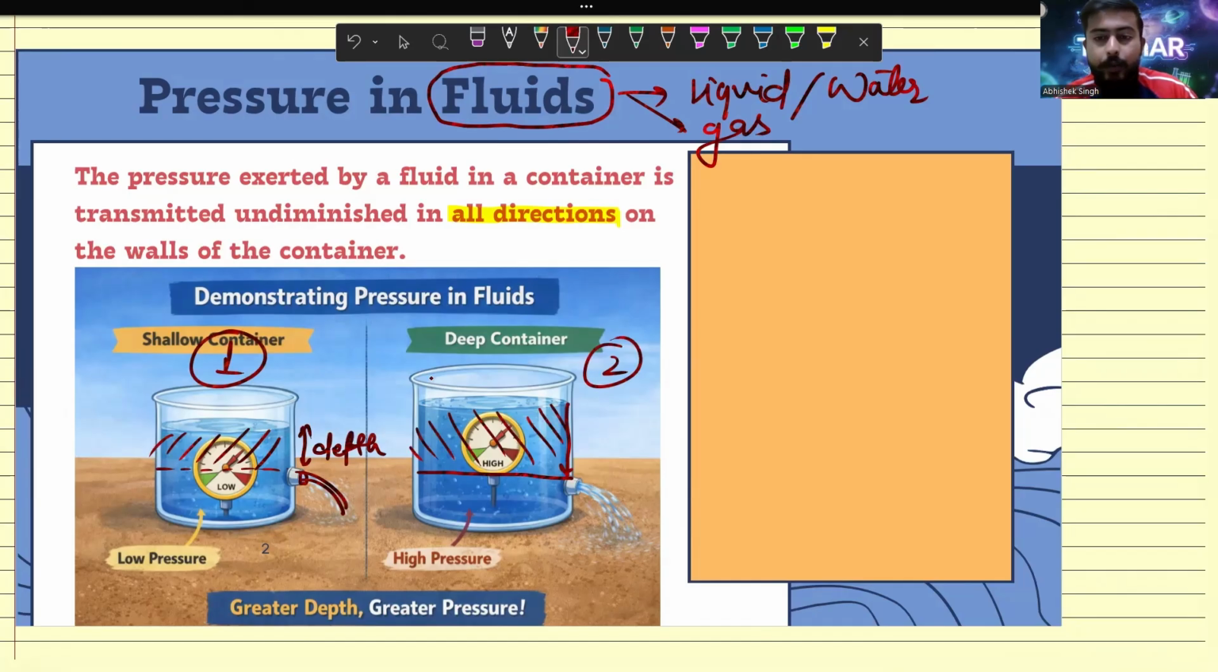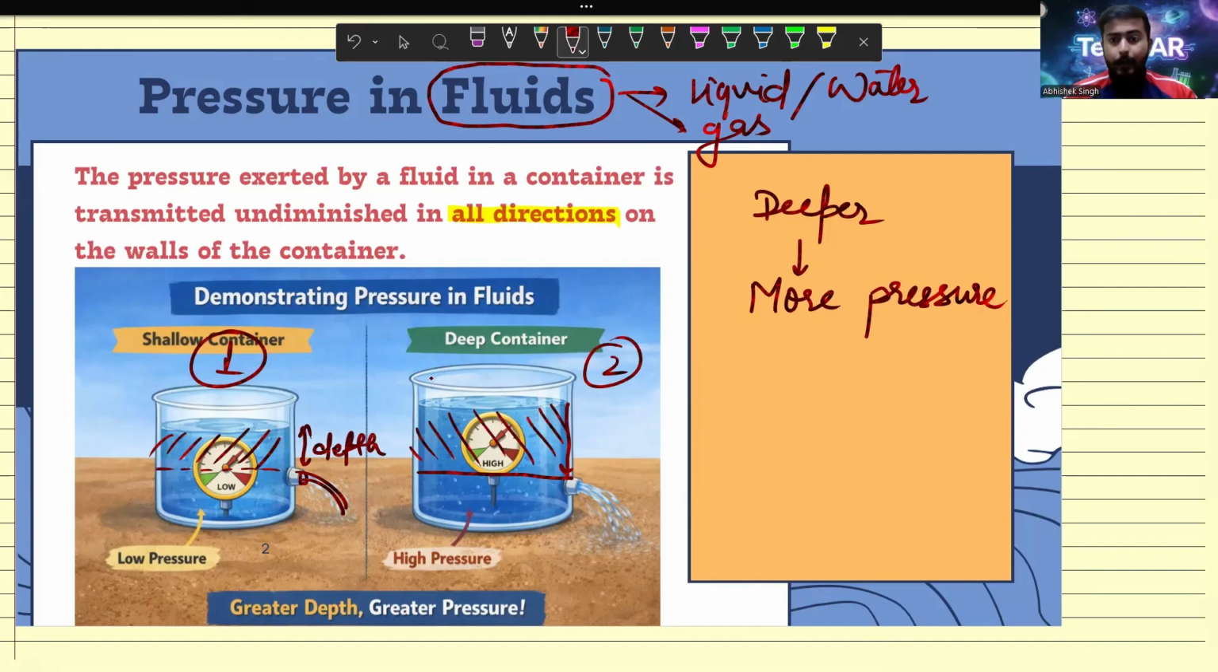So if I talk about liquids, the deeper you go in fluids, the more pressure you will experience. We can also take the example of divers when they dive very deep into the oceans. They have a lot of water above them, and that creates pressure on their body. So the deeper you go, the more pressure you will experience.